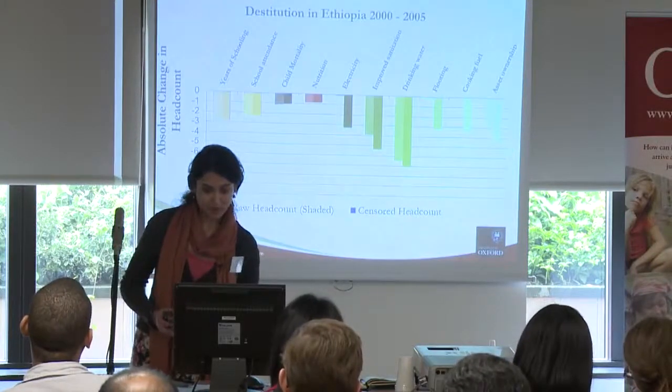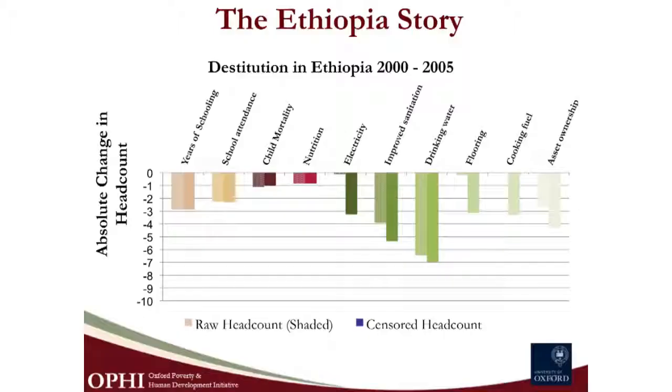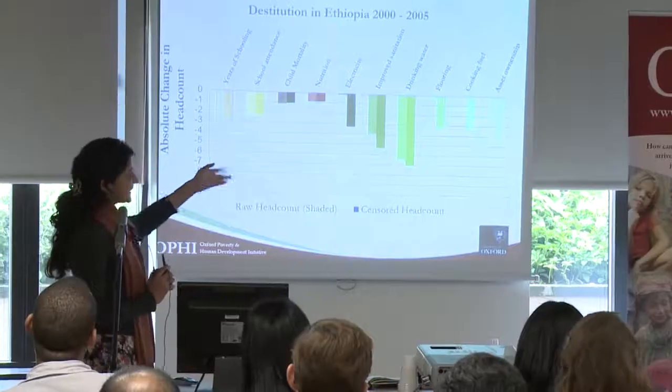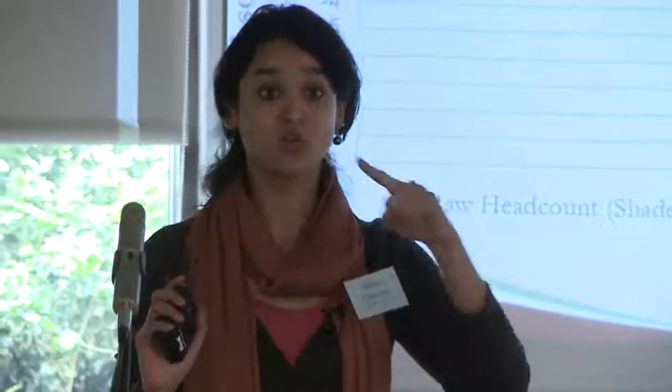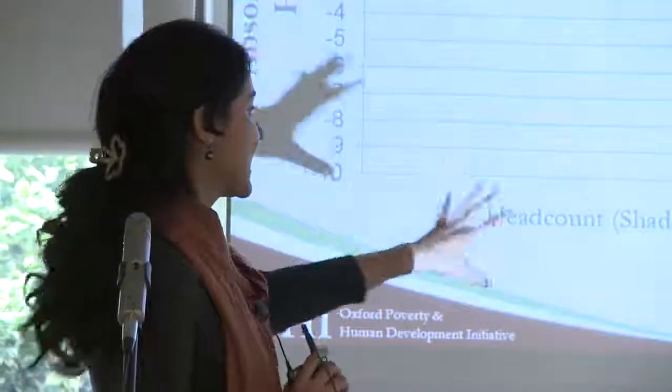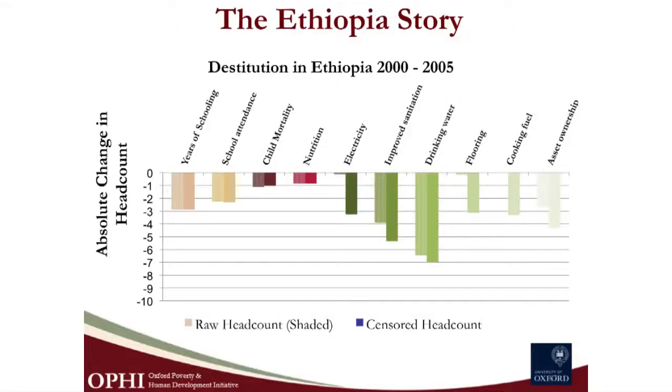Just quickly, in case you are wondering how Ethiopia has developed, this is the story of change between 2000 and 2005. We see that in every indicator, whether it is the uncensored headcount or censored headcount, and we will go through this in the afternoon so you'll have a better idea, but censored headcount is basically people who are destitute and are deprived in these indicators. We see that there is a reduction across all indicators, and they were mostly all statistically significant. Between 2005 and 2011, the reduction was smaller, but Ethiopia has done particularly well in water and sanitation.